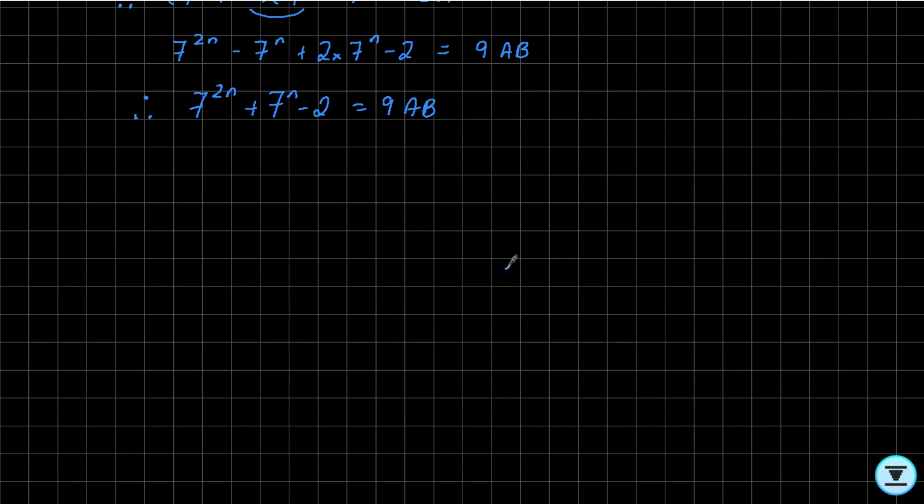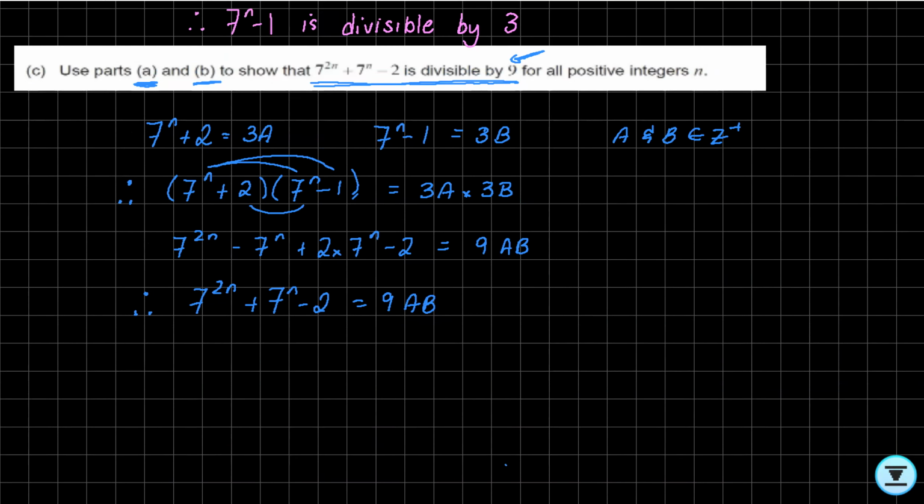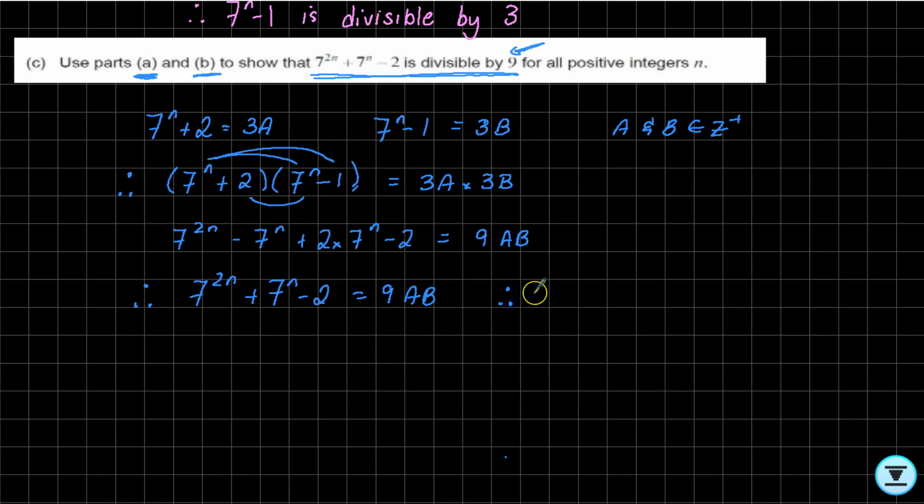Finish it off. Therefore, 7 to the 2n plus 7 to the n take 2 is divisible by 9. Why? Because a and b are both positive integers. Oops, not 3, 9. Sorry about that. There we go.